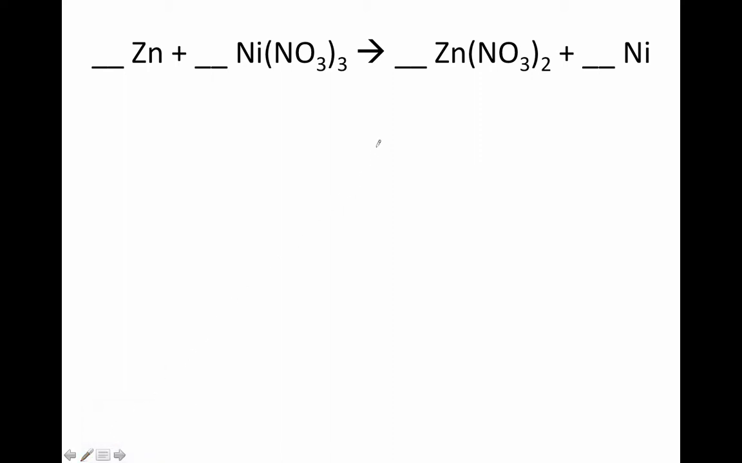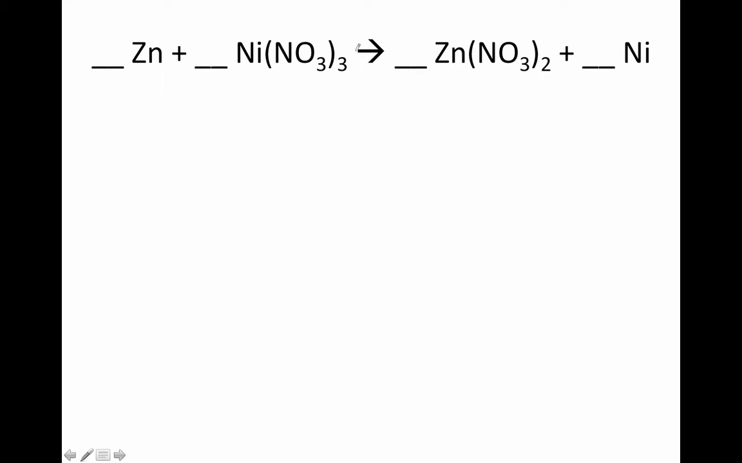All right, so what we've got here is zinc plus nickel(II) nitrate gives us zinc nitrate and nickel. And if you thought this is a single replacement reaction, you'd be absolutely correct. So let's actually balance this because we can see that it is not balanced.